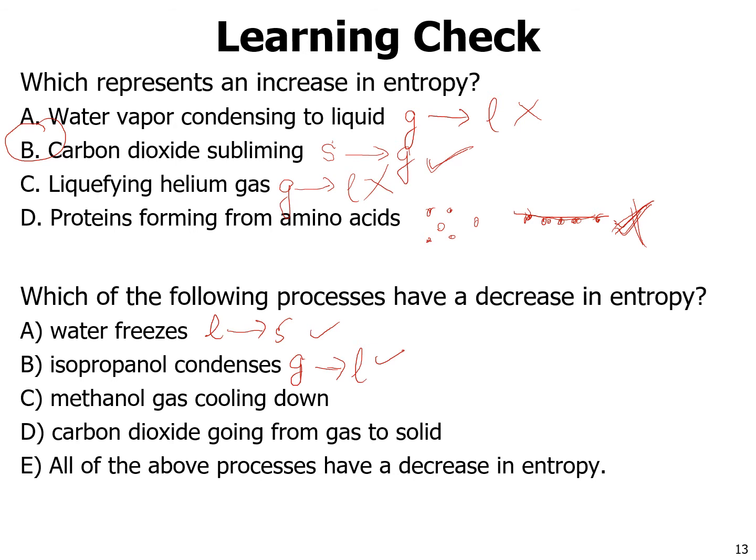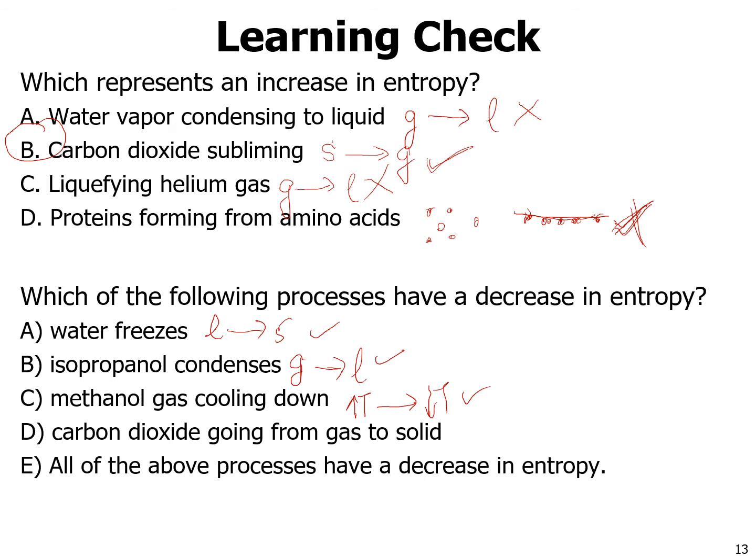Next is methanol gas is cooling down. Gas is cooling down, meaning it was at a higher temperature before. Temperature was high and now temperature is going down. The higher the temperature, the higher the disorderness. The lower the temperature, the lower the disorderness, meaning entropy again is decreasing in this case. So yes, this could also be one of our answers.